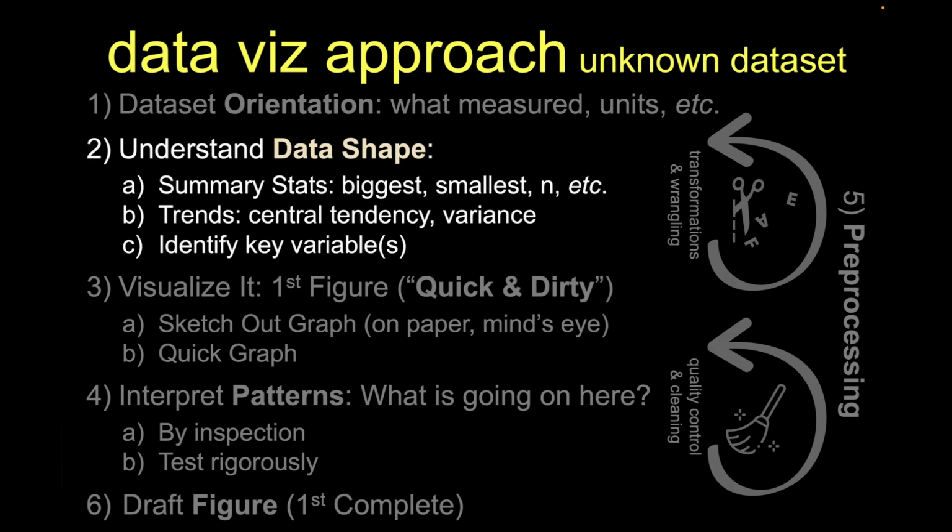Next, we want to start to get a sense of the shape of the data, kind of like the big picture, what it looks like. That would be things like our summary stats. What's the biggest number? What's the smallest number? What's the average? What's the variance? That type of stuff. So we say, okay, this number ranges from X to Y, and most of the values are clustered around here.